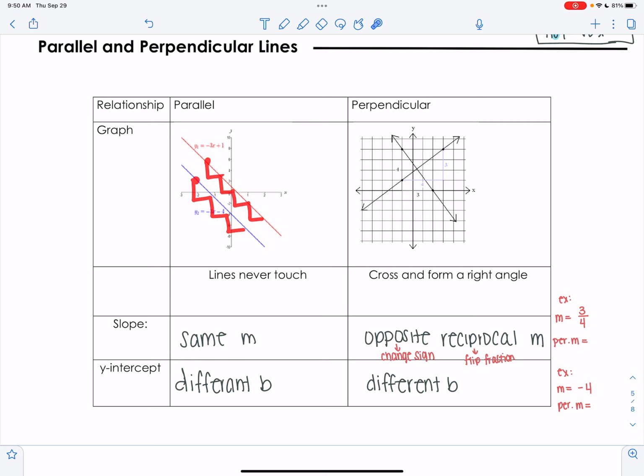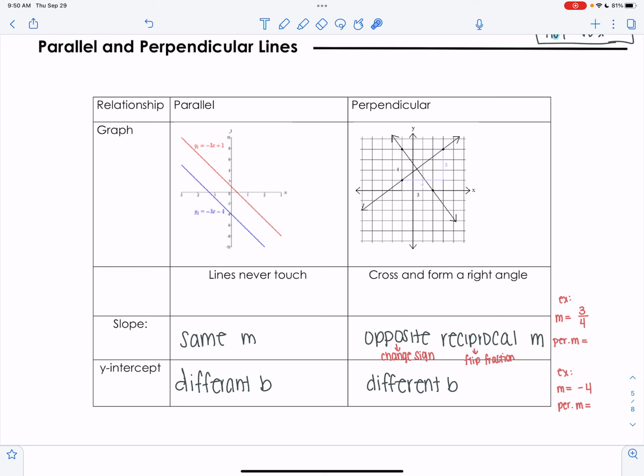And so parallel lines are going to have the same m, but notice in our graph, they have different b's. They'll always have different b's, but they have to have the same exact slope. If they have different slopes, then they're not parallel.